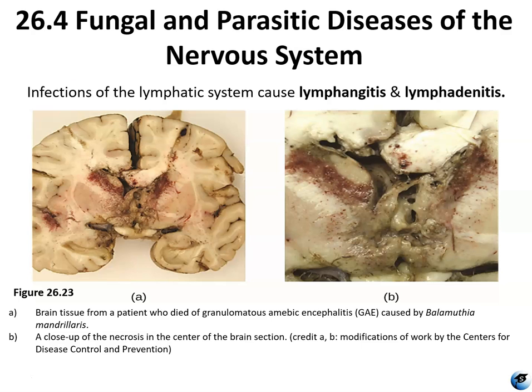Balamuthia mandrillaris is a free-living amoeba naturally found in the environment. Balamuthia can cause a rare and serious infection of the brain and spinal cord called granulomatous amoebic encephalitis, or GAE. Figure 26.23 shows the brain tissue from a patient who died of this infection. And if you look here on the right, you can see the necrosis in the center of the brain.